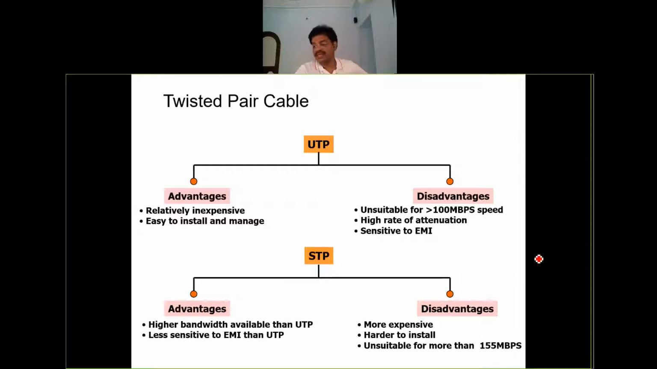Since it's a copper conductor, it is always sensitive to electromagnetic interference. And since it's a copper cable, the attenuation rate goes on increasing as the resistance increases, and the resistance of the UTP cable increases as its length increases. So as the length increases, the attenuation offered by the UTP cable is also very high, and that's why we utilize UTP cable only if the distance between the switch and your data terminal is less than 100 meters.